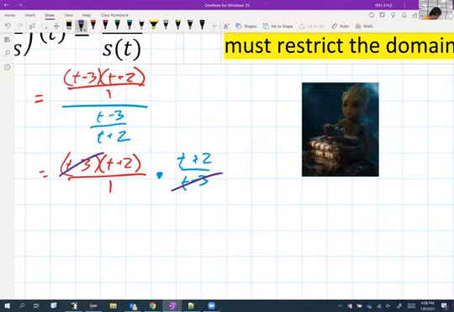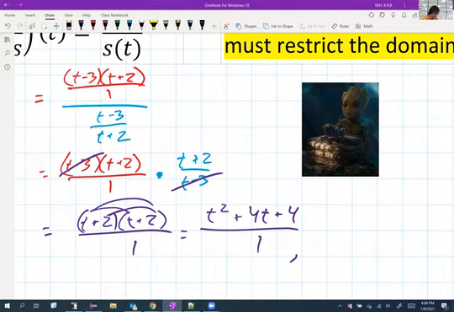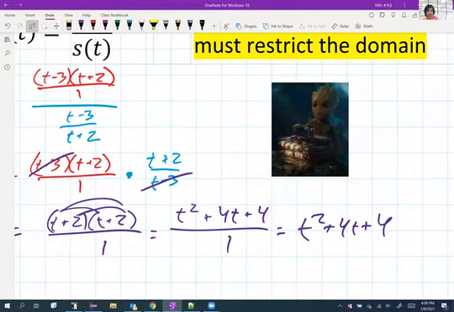So we can say, okay, so we get t plus 2 times t plus 2 on top, multiplying straight across, over 1, just 1 on bottom. So I'm going to just FOIL that out, t squared plus 2t plus 2t, so plus 4t, plus 4 over 1. And anything over 1 is just itself, we know, so we'll just say t squared plus 4t plus 4. A baby Groot is sitting there lingering, waiting for us. Was there any division going on in this problem? The answer is yeah, there was a lot of division going on.